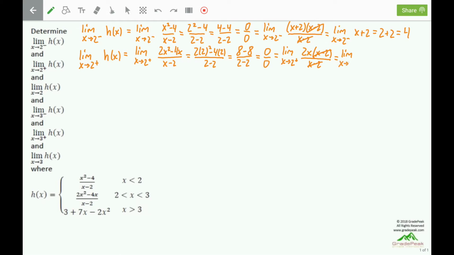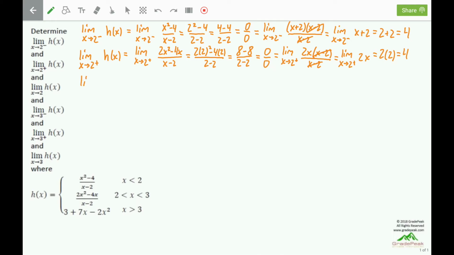So we have the limit as x approaches 2 from the right side of 2x. We can now try plugging a 2 in for each of the remaining x's, and that'll give us 2 times 2, which is not the 0 over 0 indeterminate form. It's determinate, and 2 times 2 is a 4.